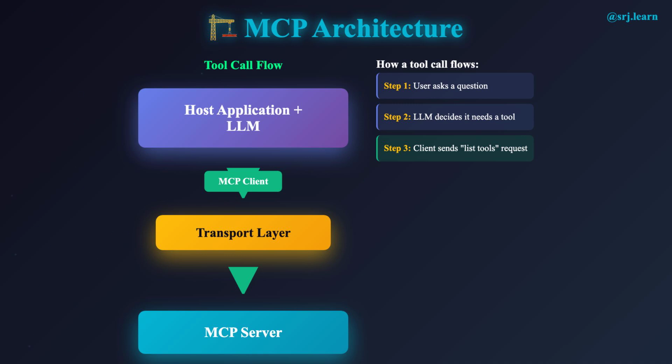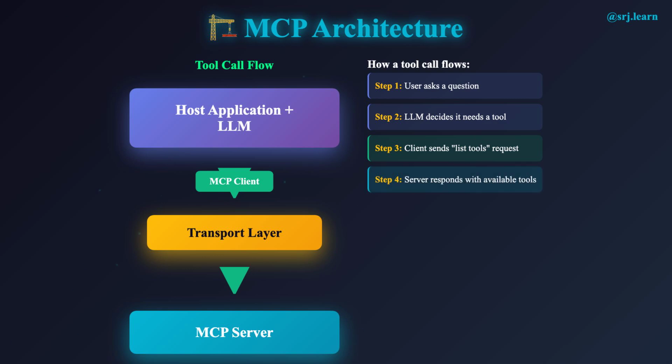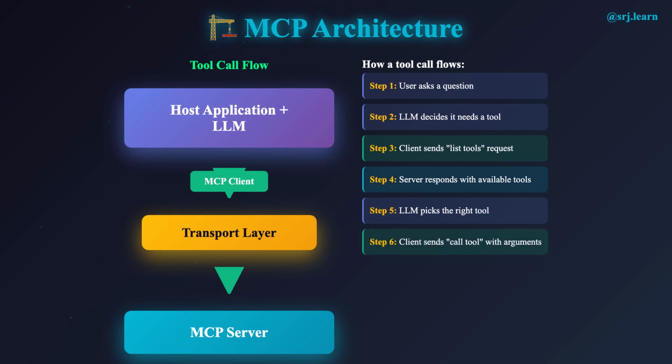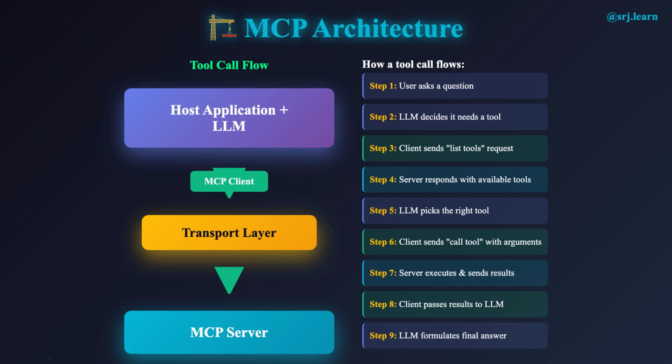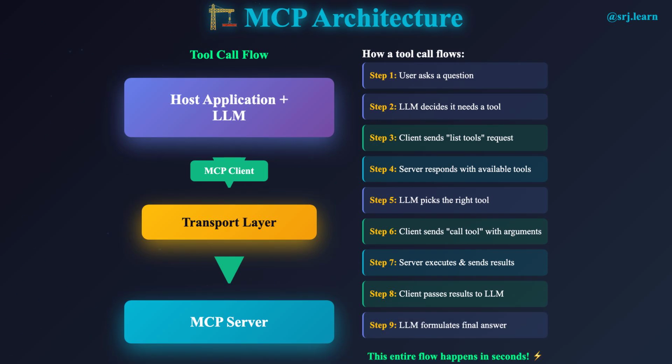Here's how a tool call flows through the architecture. The user asks a question. The LLM decides it needs a tool. The client sends a list tools request through the transport to the server. The server responds with available tools. The LLM picks one. The client sends a call tool request with arguments. The server executes the tool and sends back results. The client passes results to the LLM. The LLM formulates the final answer for the user. This entire flow happens seamlessly, often in seconds.